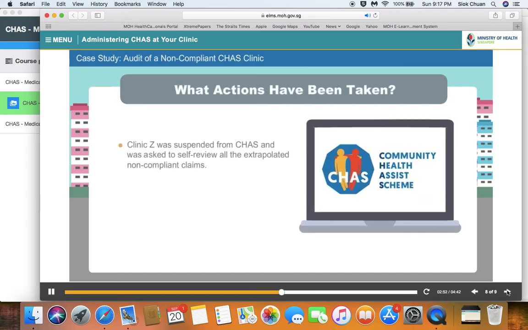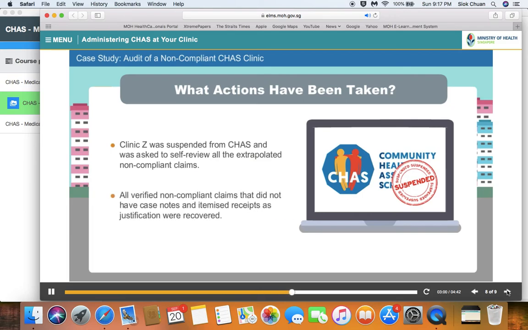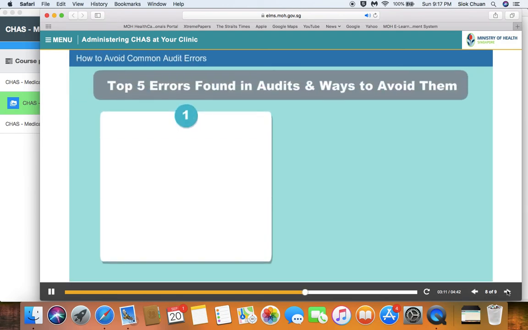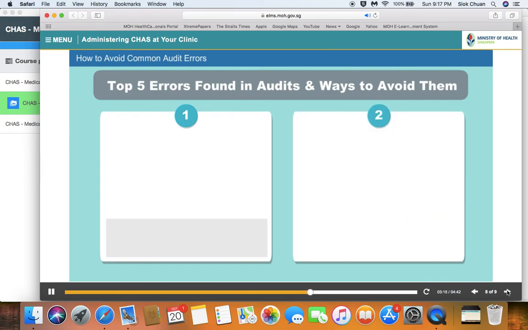Following the audit, the clinic was suspended from CHAS and was asked to self-review all the extrapolated non-compliant claims. All verified non-compliant claims that did not have case notes and itemized receipts that corroborated with the claim details were recovered. Now that we've gone through the common errors and case studies of audit on erroneous clinics, here are some tips for you to avoid making such errors.